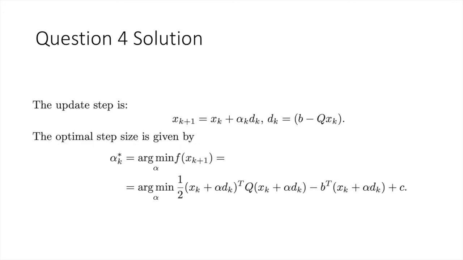So the solution is, the update step is x_{k+1} equal to x_k plus alpha_k d_k, d_k being b minus Q x_k, as we have seen in the previous questions. This is the minus gradient of the given function. So the optimal step size is given by alpha_k star being the argmin of f of x_{k+1}. That is being the argmin of half (x_k plus alpha d_k) transpose Q (x_k plus alpha d_k) minus b transpose (x_k plus alpha d_k) plus c, as this is the definition of the function f.